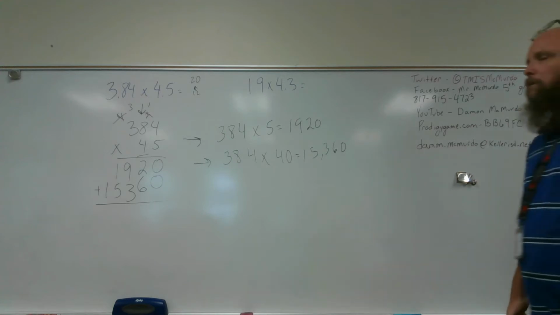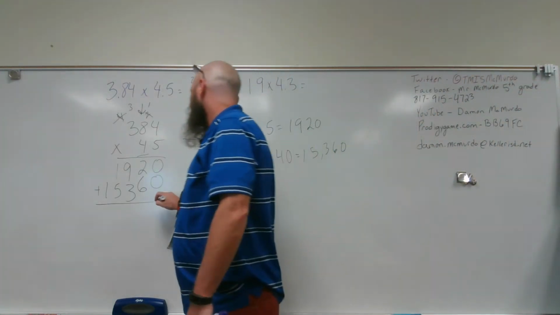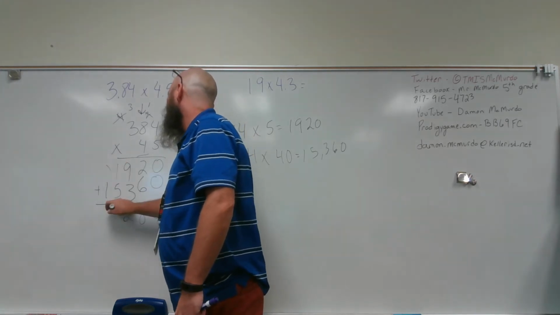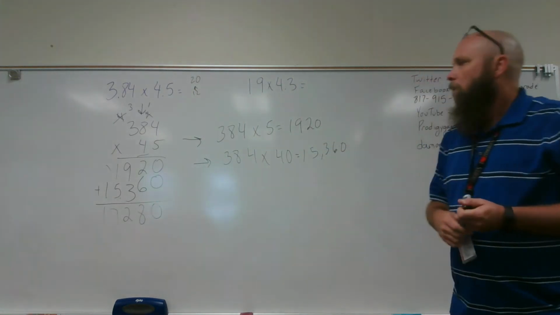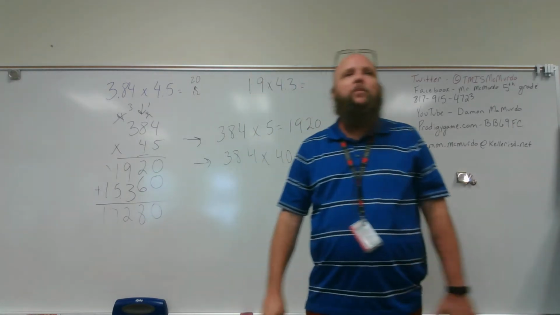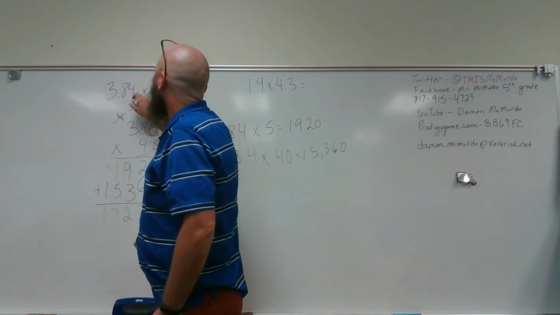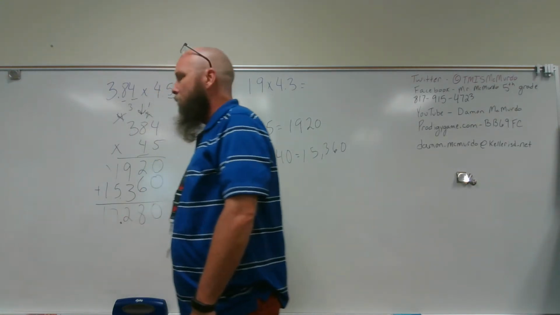Okay? Then I find the sum of these two products. 0, 8, 12, 6, 7, 17. Now 1,280. I have 17,280. I go back. I find out how many numbers are behind the decimal point in my problem. 1, 2, 3. 3 behind it in my answer.